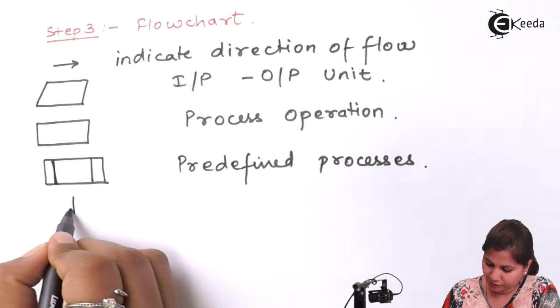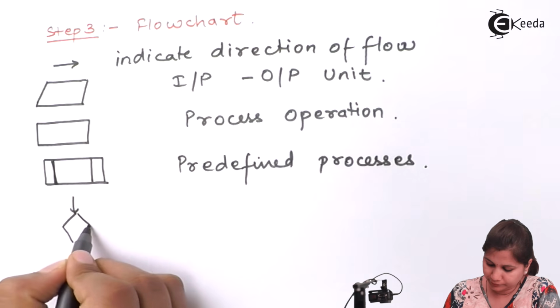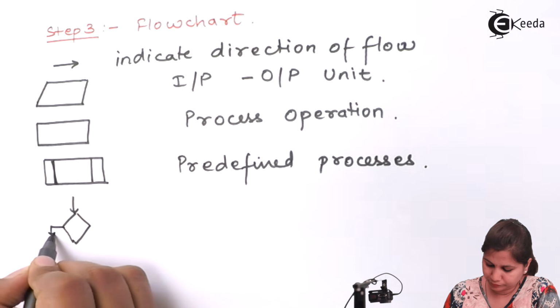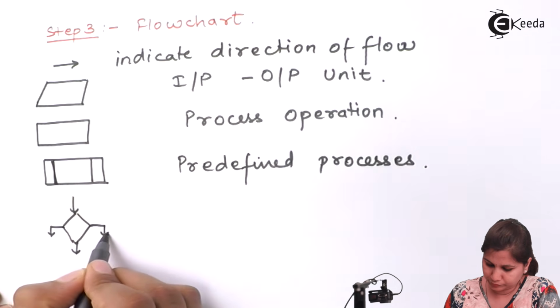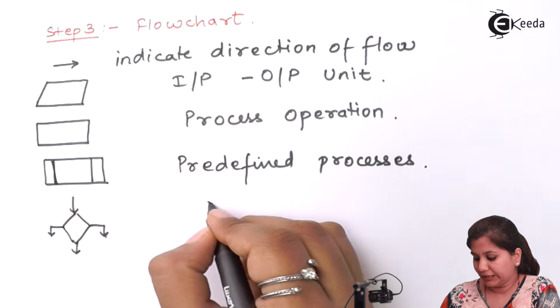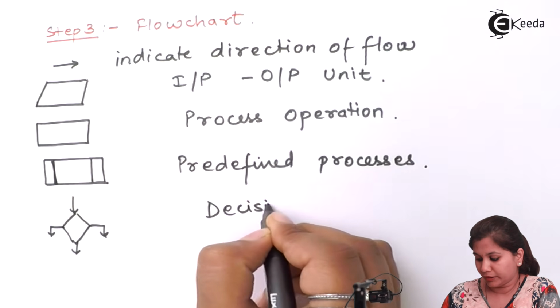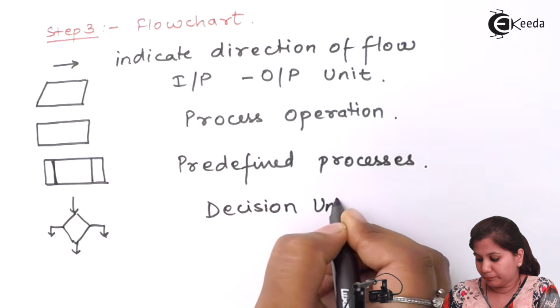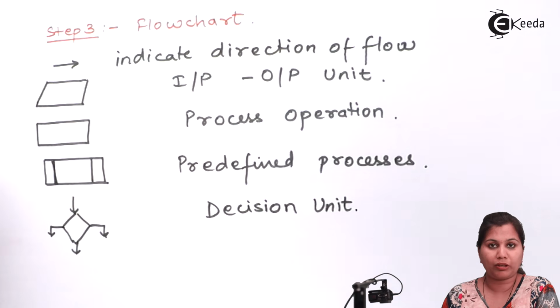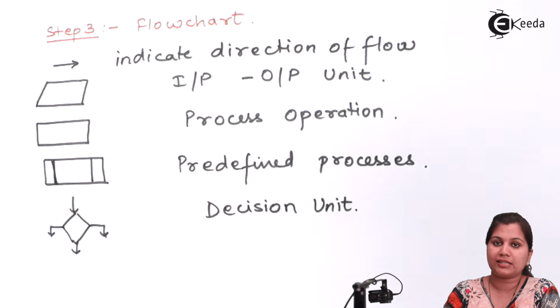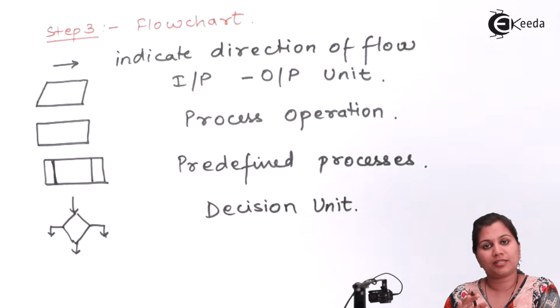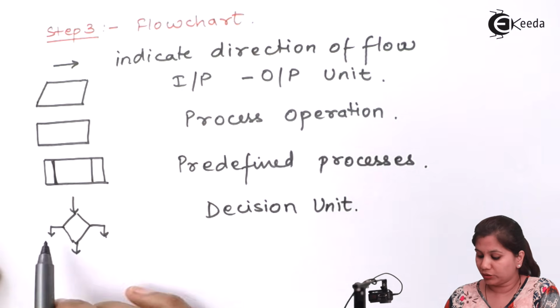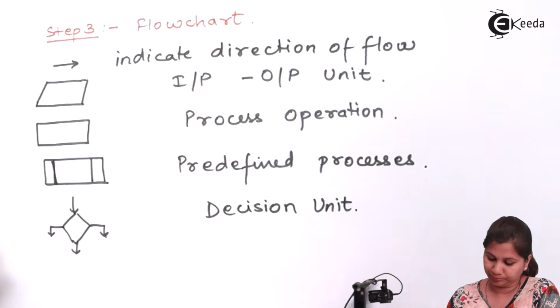After that, you are having the diamond unit. This diamond unit is the decision unit. Whenever you are placing some conditions in the program, that if this condition is true, then this will be done. If this condition is false, then this operation is to be performed. So this is the decision unit.